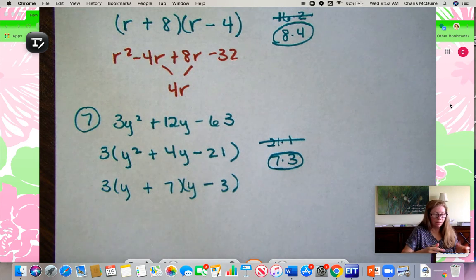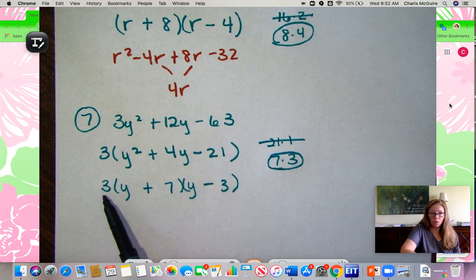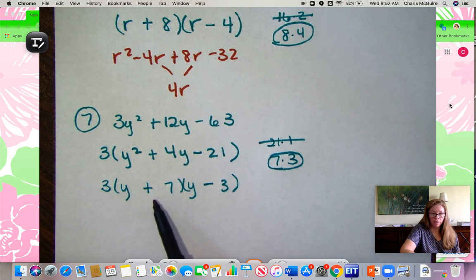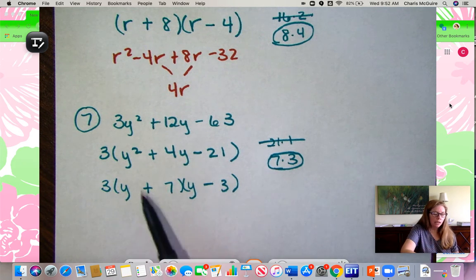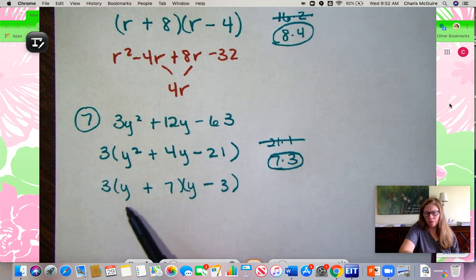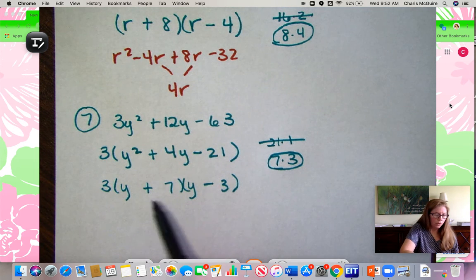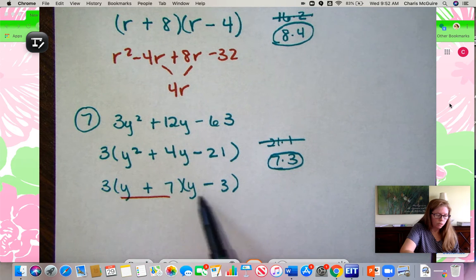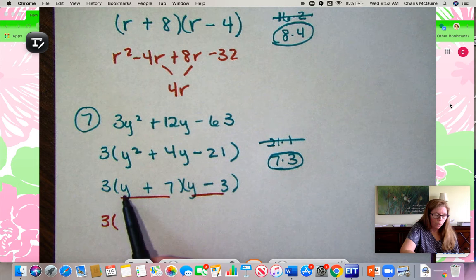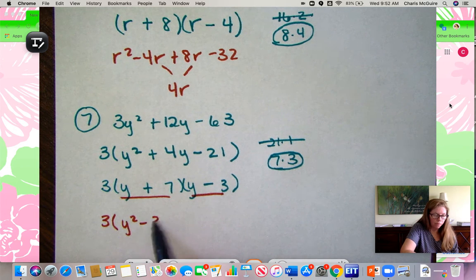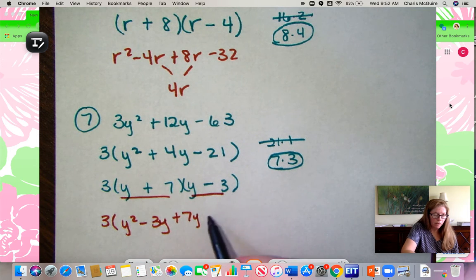To check this one, now this is multiplication. You're multiplying 3 times y plus 7 times y minus 3. You can really do whatever order you want when you multiply, but it's nicer to go backwards in the reverse order that you came. So we're going to go ahead and just do these two first. So that's going to mean the 3 is still going to be on the outside. So we'll have y times y, times negative 3, 7 times y, and 7 times negative 3.